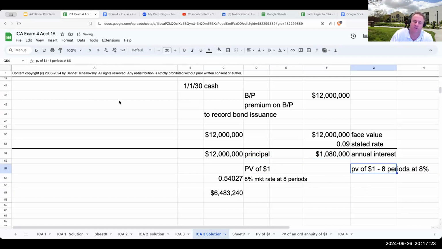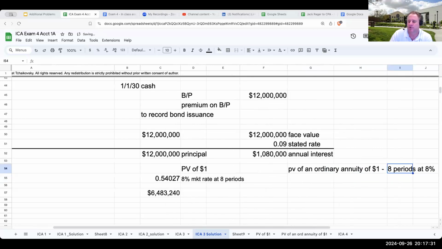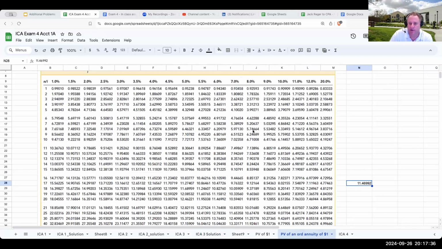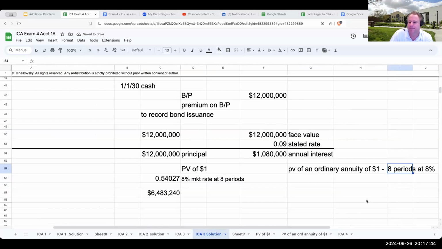And this is going to be present value of an ordinary annuity of a dollar, 8 periods at 8%. So what I'm going to do over here is go 8 periods at 8%, and this is going to be 5.74664. I'm going to copy this over here. So then the value of this 1,080,000 is going to be 6,206,371.